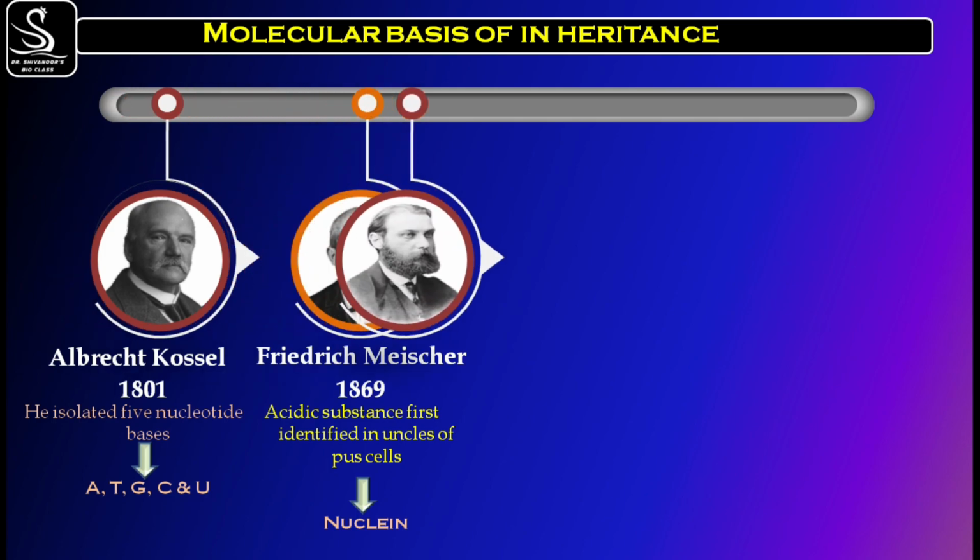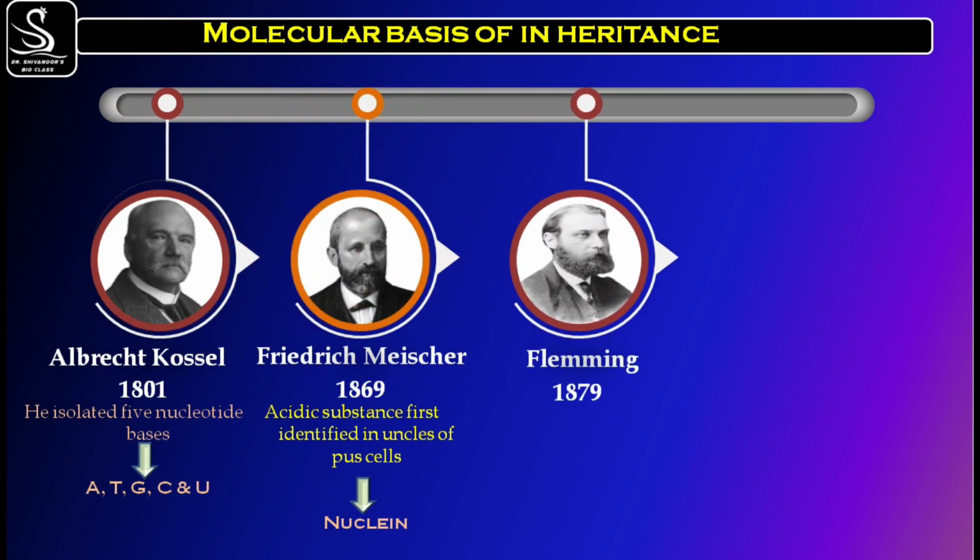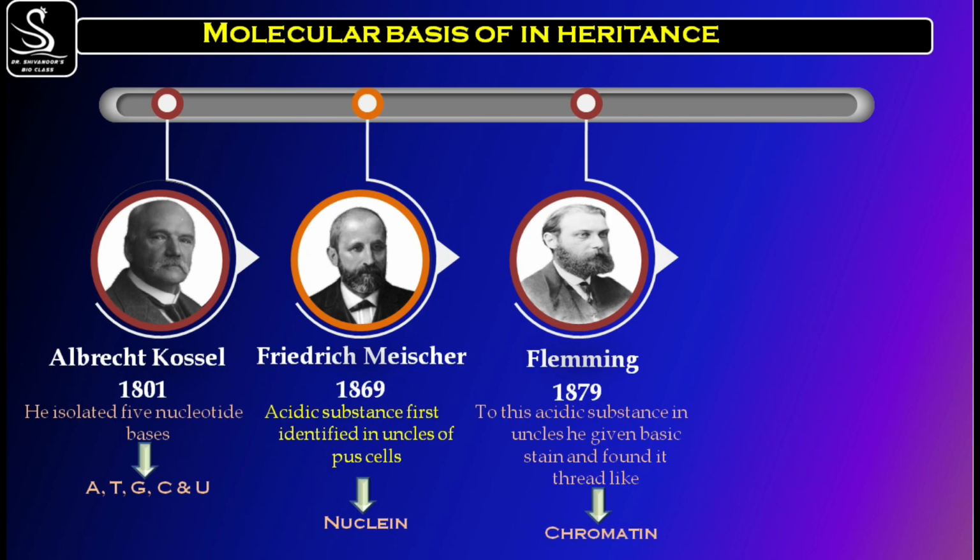And later on, after almost 10 years, Fleming in the year 1879, he is the one who told that whatever the nucleic acid, the nuclein that was already discovered, that acidic substance in the nucleus, when given the basic stain, was found to be a thin thread-like compound, and to that he called chromatin.